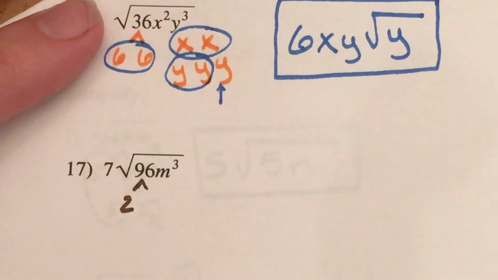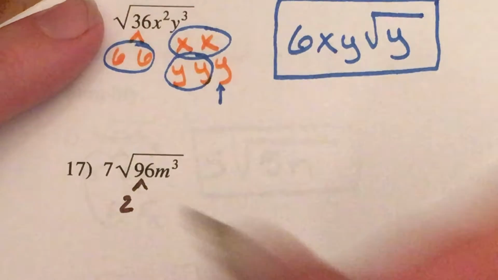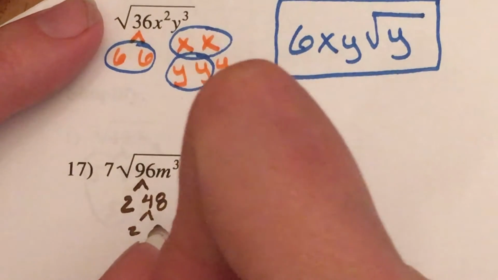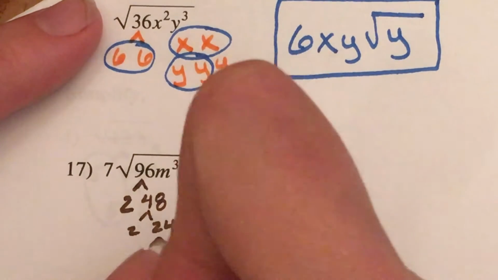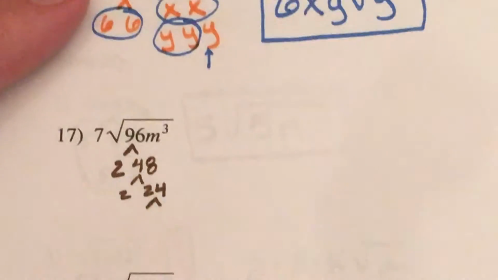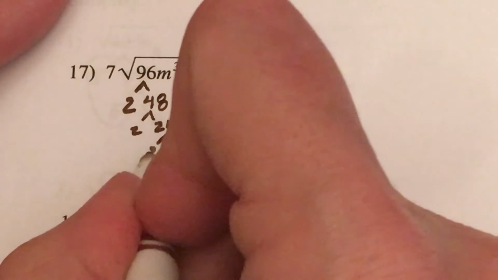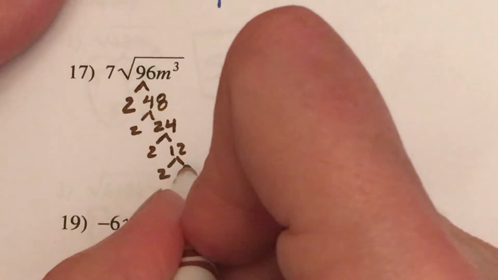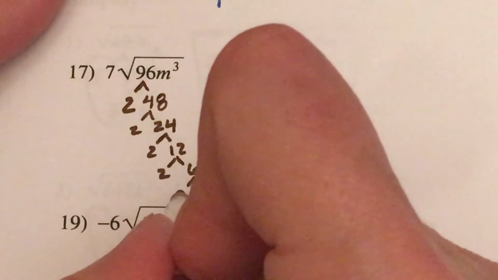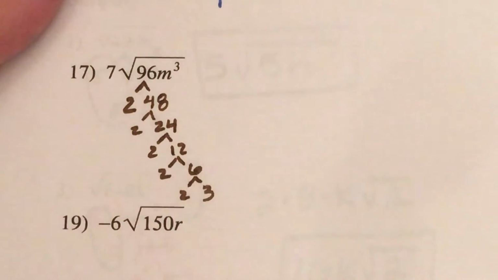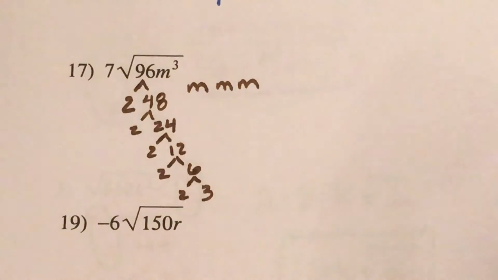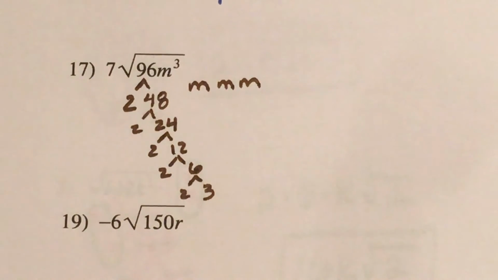So what is 96 divided by 2? 48, which comes from 2 and 24, which comes from 2 and 12, which comes from 2 and 6, which comes from 2 and 3. Good. And then m cubed is 3 m's.